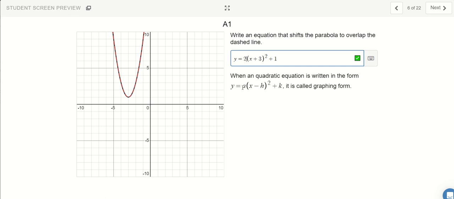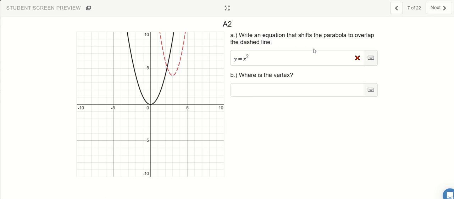So anything in the format a(x minus h) squared plus k, right? We have something in front, x is being shifted, the height's being shifted. This is called graphing form. And like the name implies, it's because it makes it easier to graph the parabola. All right, let's try another one.